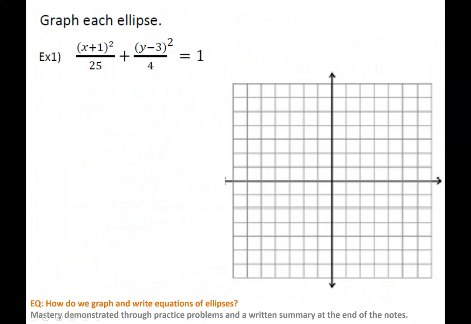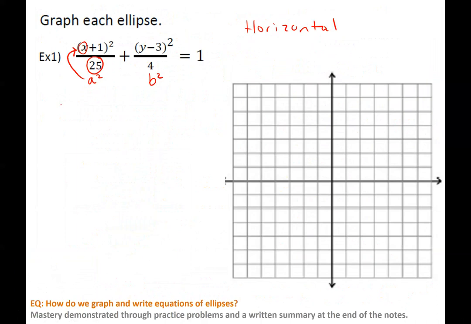So example 1. First thing we're going to figure out, is this horizontal or vertical? To figure that out, I need to know where the a squared is, or the bigger number. 25 is bigger, so this is my a squared, and that makes the 4 my b squared. So this one is going to be horizontal since the a squared is under x. If the bigger number is under y, it's going to be vertical. If the bigger number is under x, it's going to be horizontal.